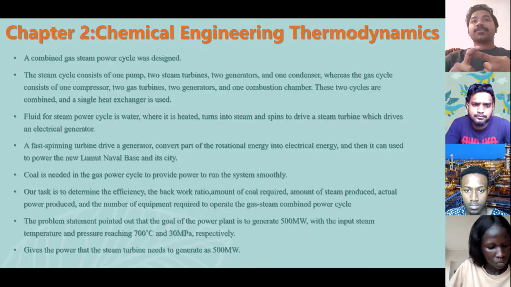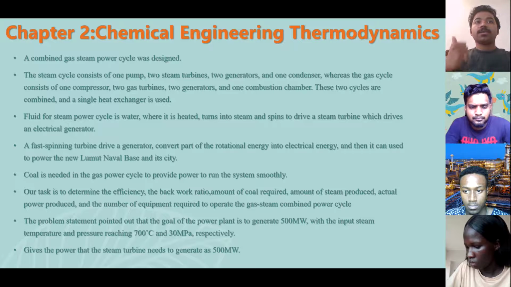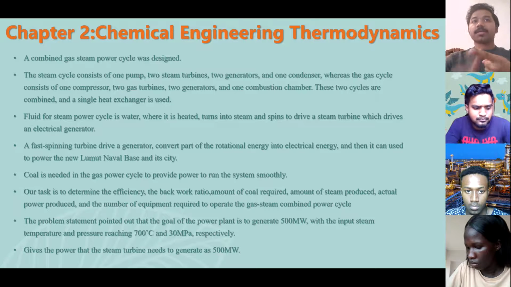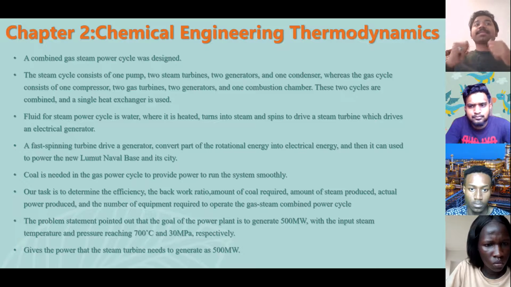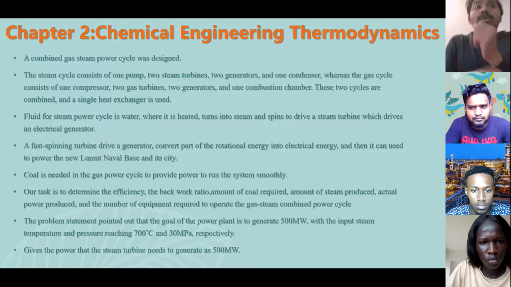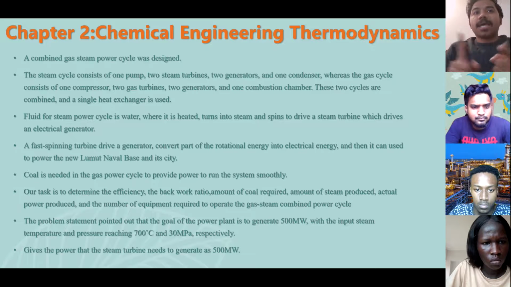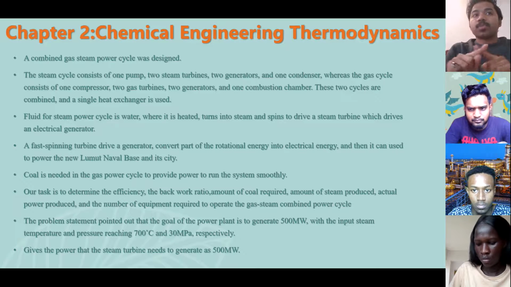Where it's heated, it turns into steam and drives a steam turbine, which drives an electrical generator. A fast spinning turbine drives a generator, which converts rotational energy into electrical energy, and then it can be used to power the new Lamut naval base and its city. Then the coal is needed in the gas power cycle to provide power to run the steam smoothly.